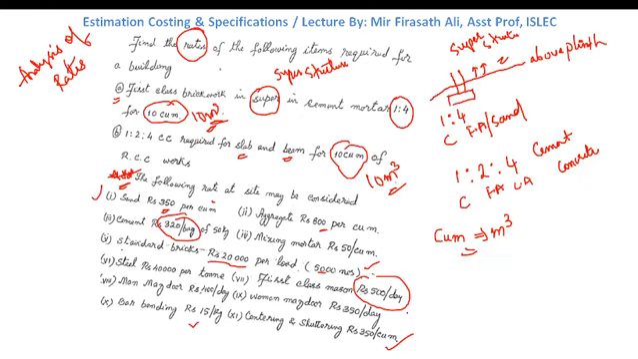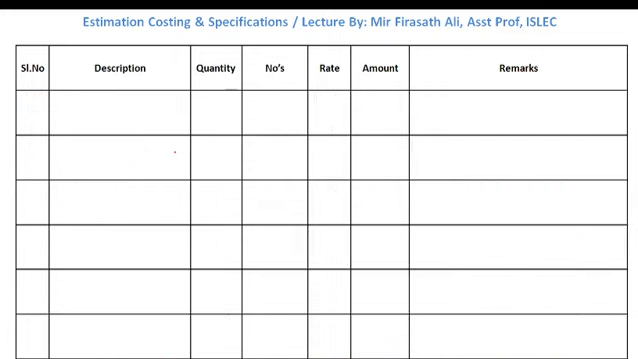So this first one, first class brickwork, we have finished. This A part is completed. Now look at this B part: 1:2:4 cement concrete required for slab and beam, for 10 meter cube of RCC work. We will do this in B section.